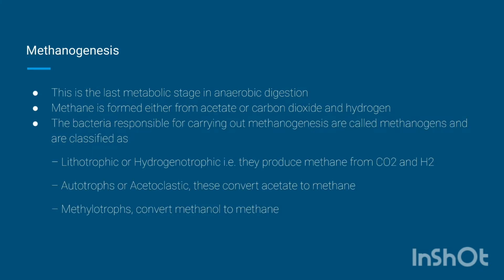Methanogenesis. This is the last metabolic stage in anaerobic digestion. The methane is formed either from acetate or from carbon dioxide and hydrogen. The bacteria responsible for methanogenesis are called methanogens and are classified as lithotrophic or hydrogenotrophic, that is, they produce methane from CO2 and H2, or as acetoclastic, which convert acetate to methane.